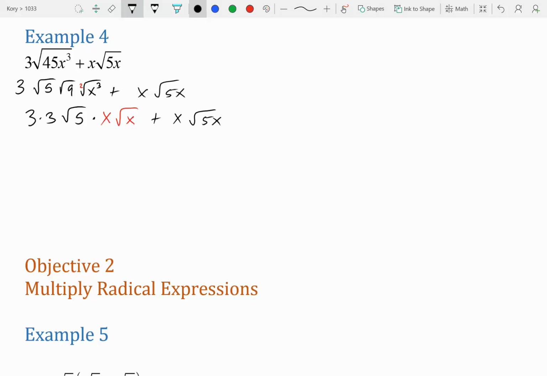So we're going to combine like terms on the left side. So we have 3 times 3 is 9, and then we also have this x, so 9x. And then we have radical 5 times radical x is square root of 5x plus x square root of 5x. Now we can add them because they're the same. So we have 10x times the square root of 5x.